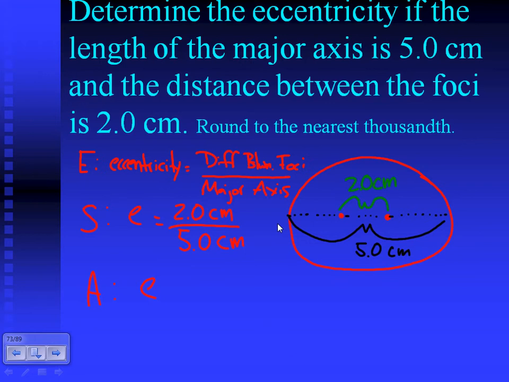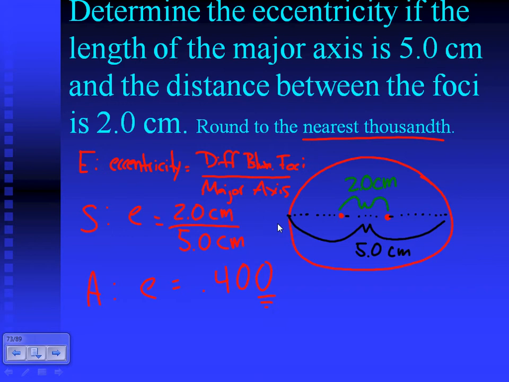Eccentricity equals, when you plug and chug, get your calculators out, 2 divided by 5. What do you get? You get 0.4. But wait a second, it says round to the nearest thousandths. 0.4 is not to the nearest thousandths. So 0.4 is to the nearest tenth. So we got to keep going. 0.40. That would be to the nearest hundredth. And to the third place over, that would be to the nearest thousandths position. And so whenever we're calculating eccentricity, we always carry it out to the nearest thousandths position.